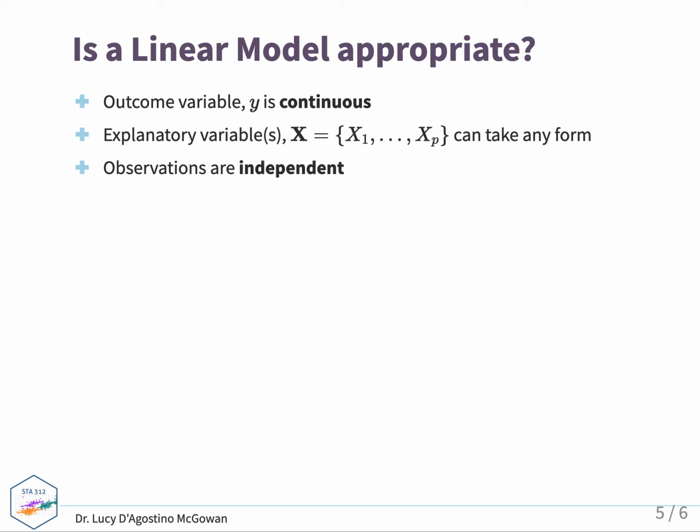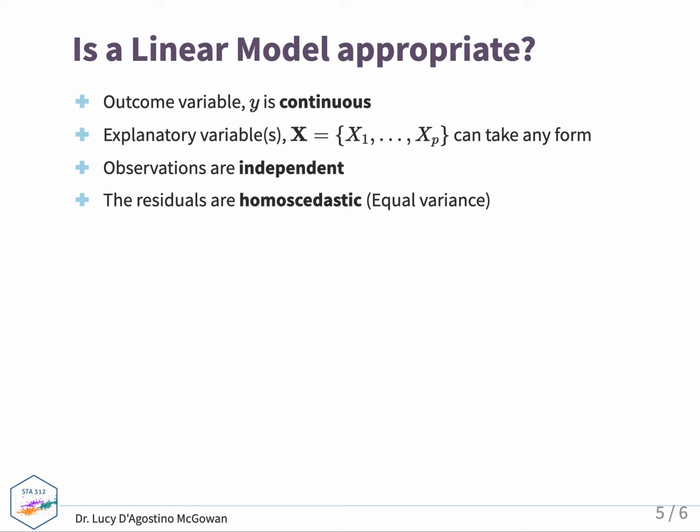The observations must be independent. For example, if you're measuring the same person multiple times, you need to account for that in something different than just a regular linear model that we're going to be talking about today, because those observations would not be independent. So you need observations to be independent.